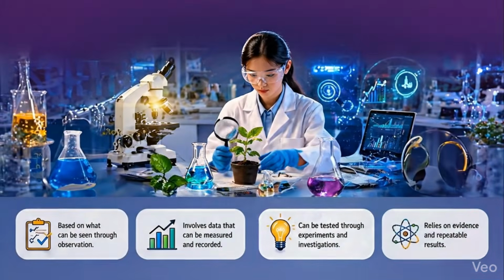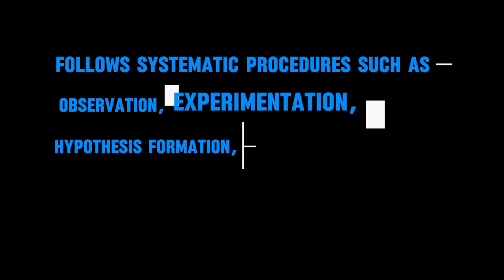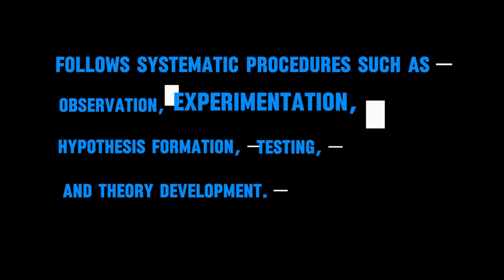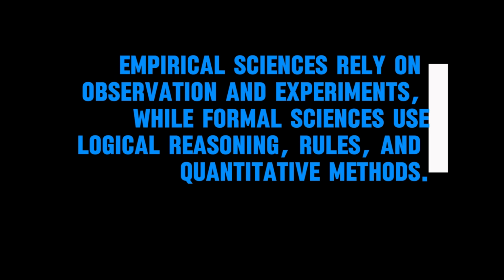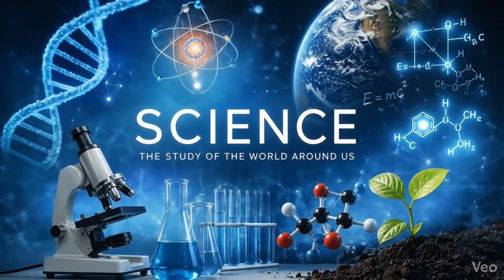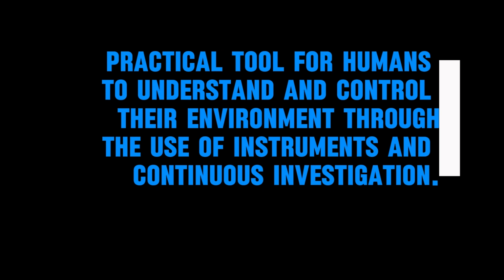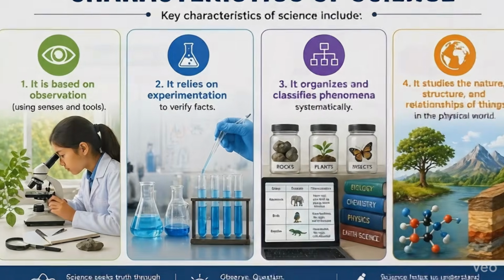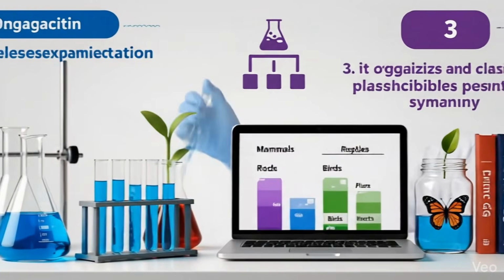As a method of acquiring knowledge, science follows systematic procedures such as observation, experimentation, hypothesis formation, testing, and theory development. Empirical sciences rely on observation and experiments, while formal sciences use logical reasoning, rules, and quantitative methods. Science also serves as a practical tool for humans to understand and control their environment through the use of instruments and continuous investigation.